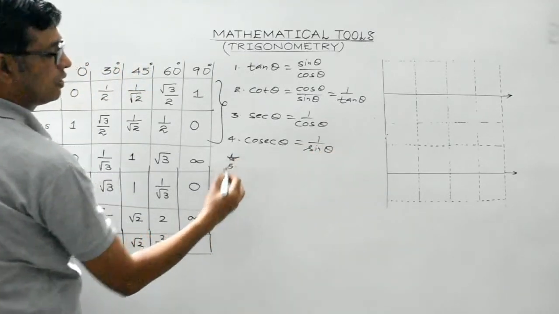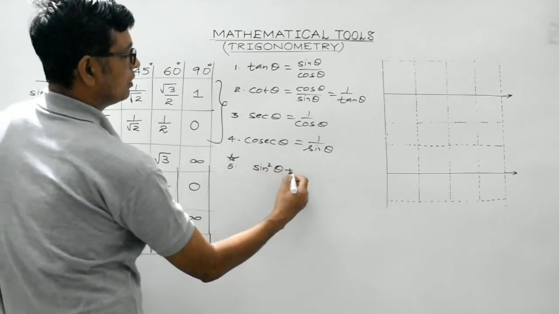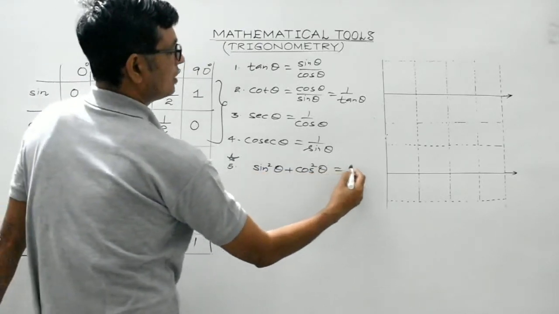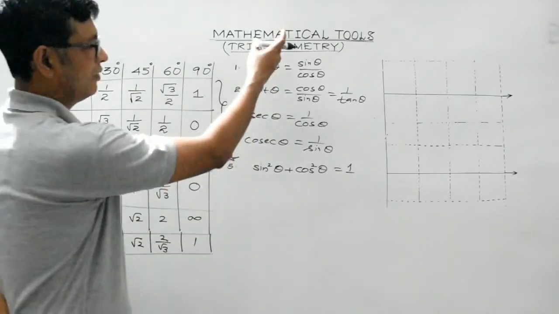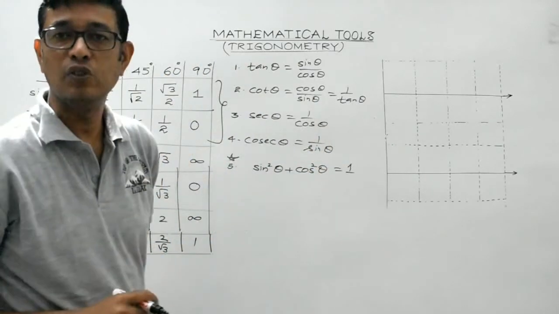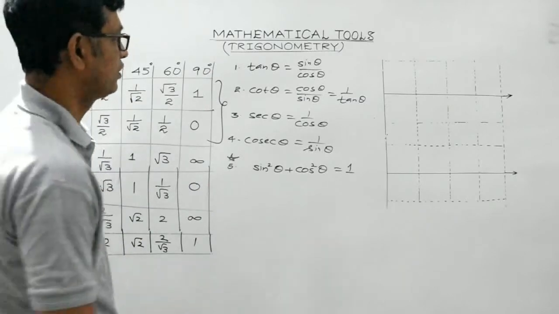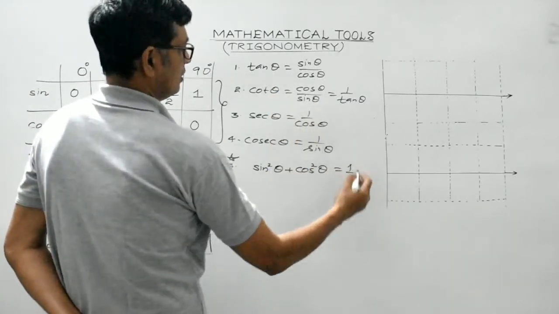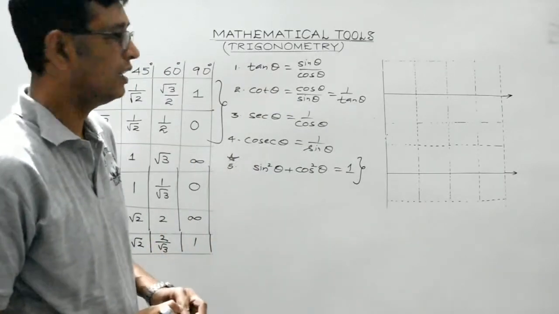Then most important one, which we will be using very frequently, it is sine square theta plus cos square theta, it is equal to 1. Right? You can easily verify all these formulas by using perpendicular, base and hypotenuse concept in the case of a right angled triangle. Anyways, we will be making use of only these two related to cosine and sine function, right?